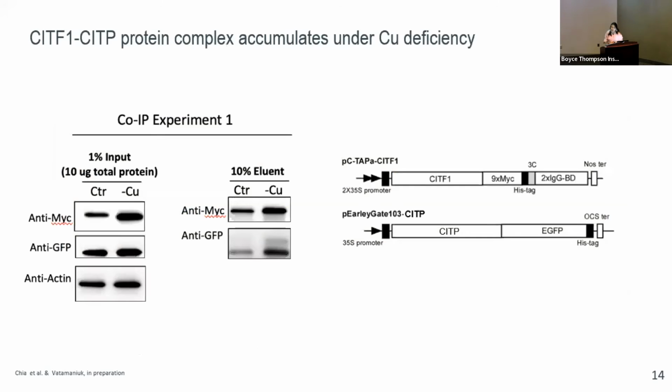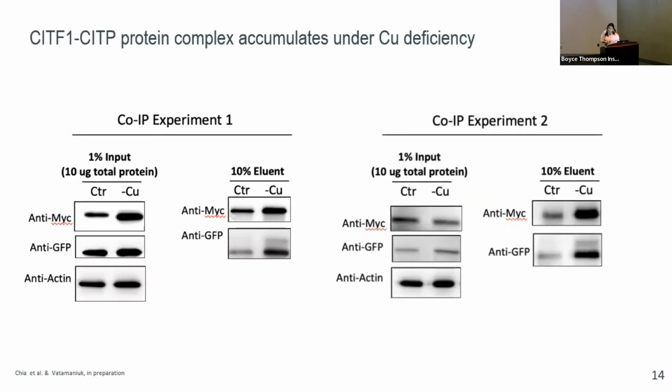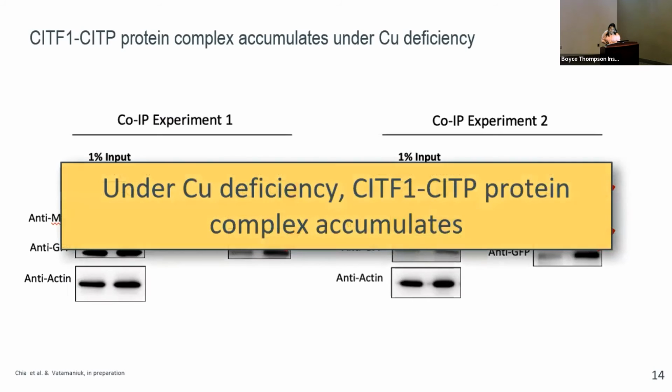So when my mentor used co-immunoprecipitation to detect both CYP1 and CITP using the transgenic line of Arabidopsis, we saw that the complex was found to have increased when grown in copper deficiency compared to control in not just 1, but 2 independent experiments. And when the solution was eluted, there was more CYP1 and CITP available in copper deficiency than in control. So under copper deficiency, CYP1 and the CITP protein complex accumulates.